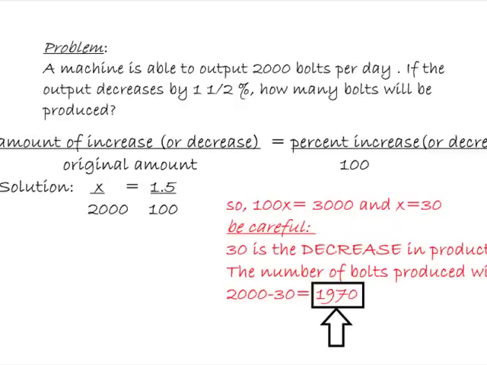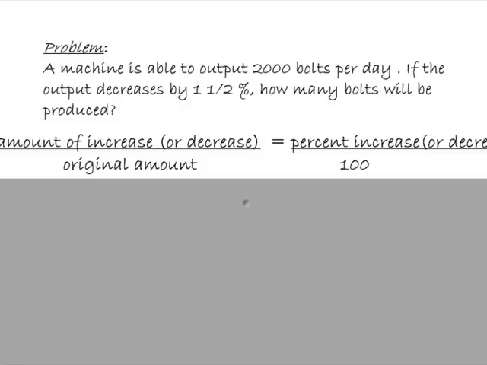Okay, here's a problem. This is a slightly different problem. It's treated the same way though, using the proportion. A machine is able to output 2,000 volts per day. If the output decreases by 1.5%, how many volts will be produced? So it's obvious we're starting off with 2,000 volts, but the output, which is the number of volts produced or created, decreases by 1.5%. How many volts will be produced?